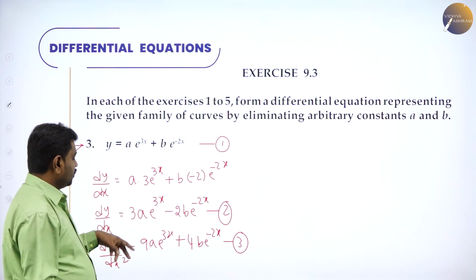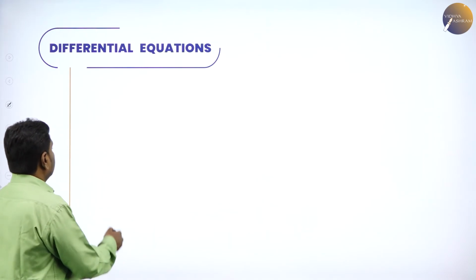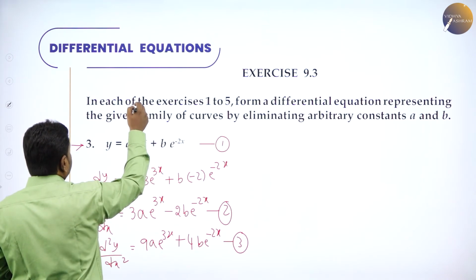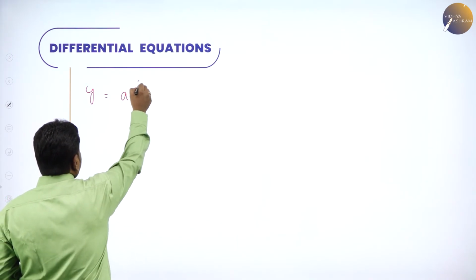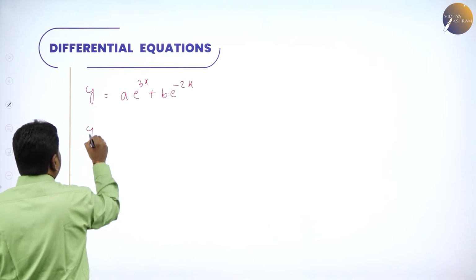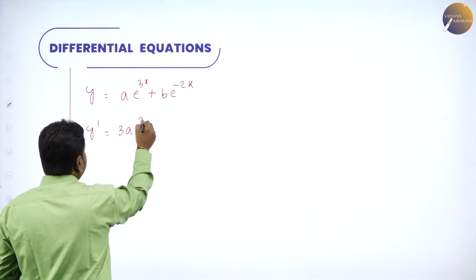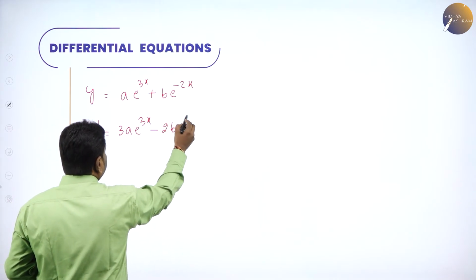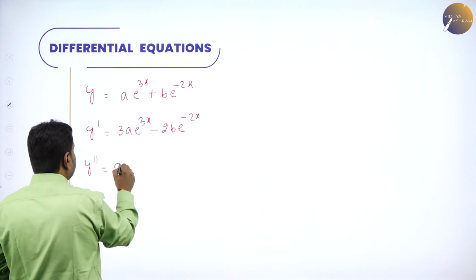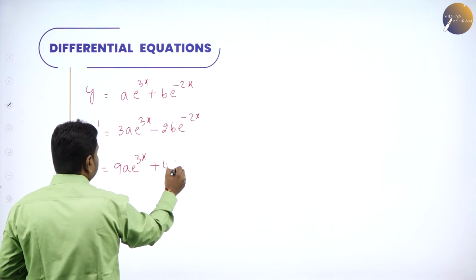So if I see further, 3 3s are 9a here, I'll write all in order. y is equal to whatever is given. What is given? a e power 3x plus b e power minus 2x. And y dash, dy by dx means y dash, what you got? 3 times a e power 3x minus 2 times b e power minus 2x. Then y double dash, what is y double dash? 3 3s are 9 times a e power 3x, minus into minus plus 4 times b e power minus 2x, whatever we got.